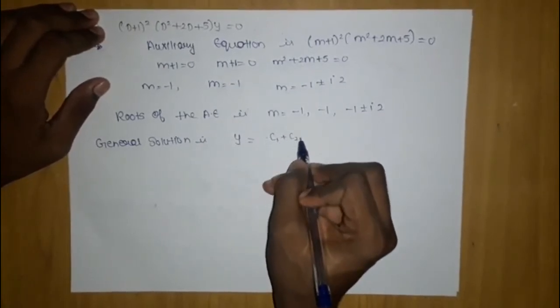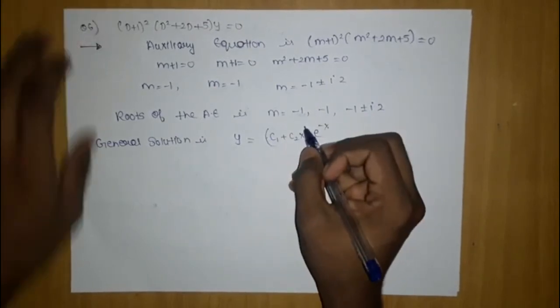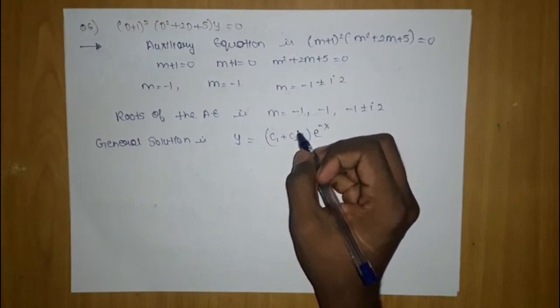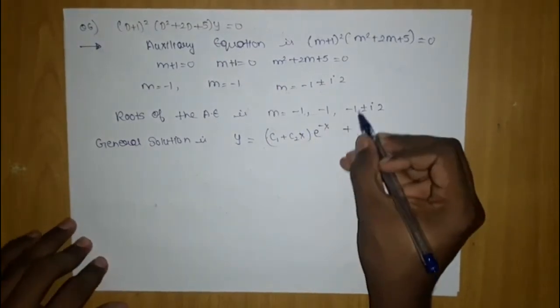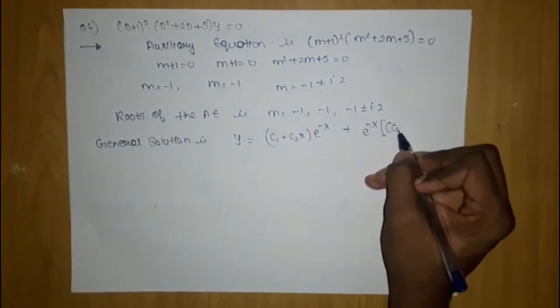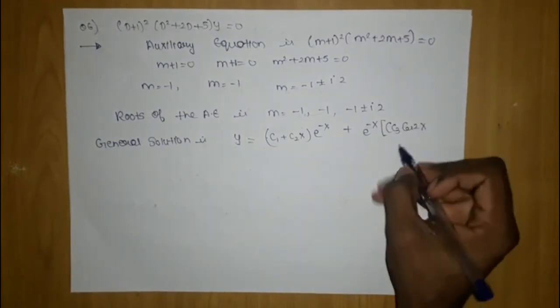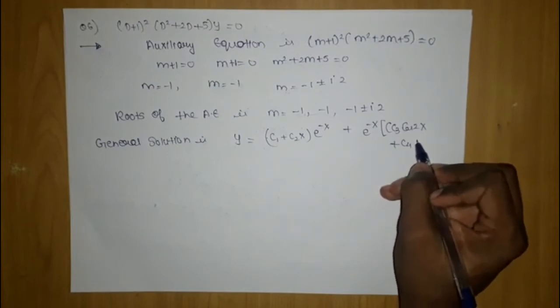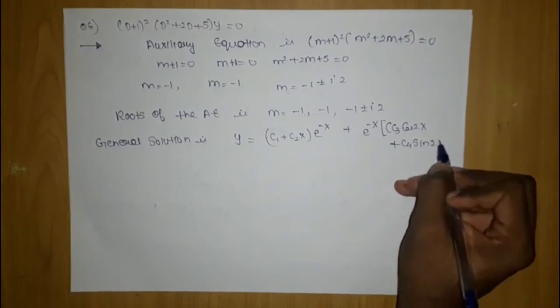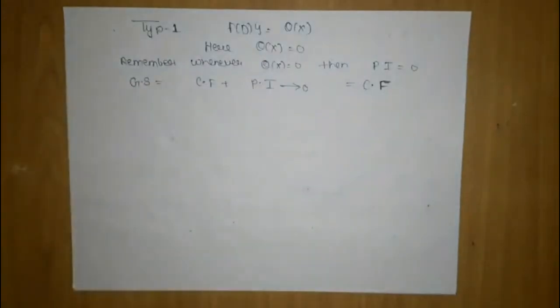(c1 plus c2 x) e to the power minus x, because these two are real. Now the third one is imaginary. e to the power the real part, which is minus x, into (c3 cos beta x plus c4 sin beta x), here beta is 2, so c3 cos 2x plus c4 sin 2x. So this is our required answer. Hope you have understood each and every step. Now let's move on to the next question.